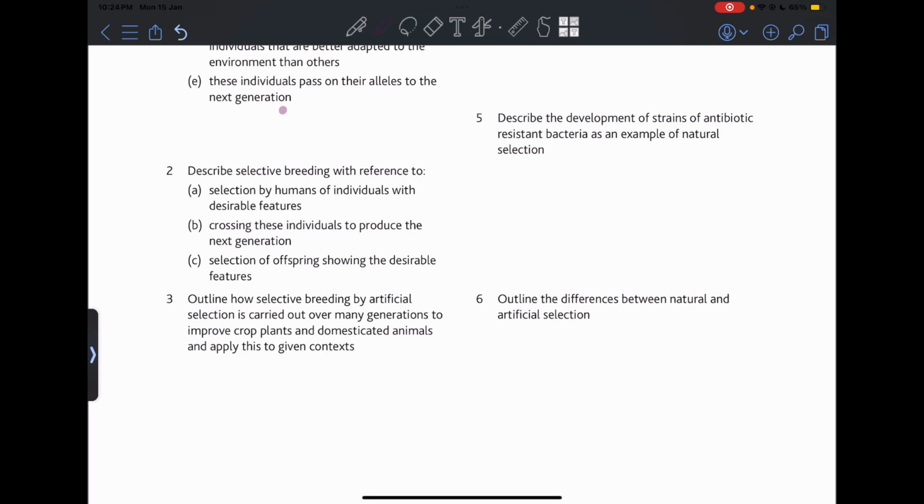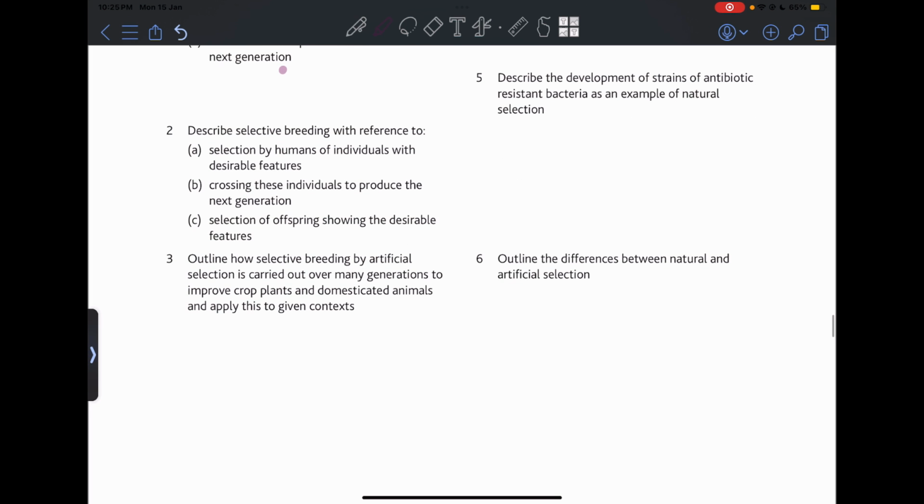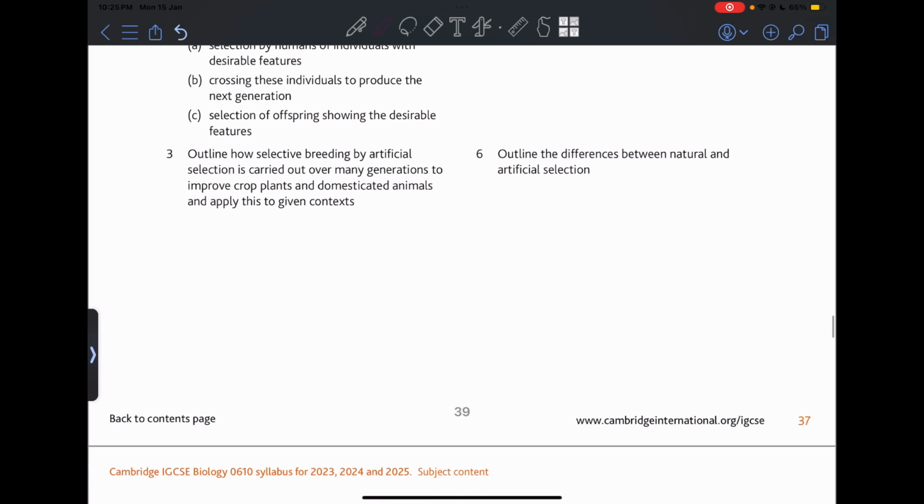So they will get the black cows and make them breed together, so that they will produce a population of the black cows only, and the other ones that they do not like, they will not let them reproduce. So they will only let the ones with desirable features, the stuff that they want, reproduce until they create a population of them, and they will only select them to survive and produce. So crossing these individuals to produce the next generation, selection of the offspring showing the desirable features.